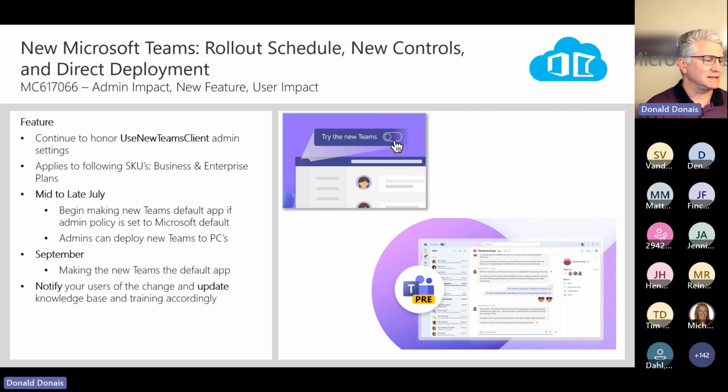So mid to late July, keep in mind, it's going to begin making the new Teams the default app if the admin policy is set to Microsoft default. So if you go into the Teams admin center, into apps, you have that setting that says, when do you want to get the new version of it? By the end of the month, if you have it set to Microsoft default, it's going to start doing that. Everybody's going to start seeing Try the new Teams, and that toggle is going to be in the upper left-hand corner.